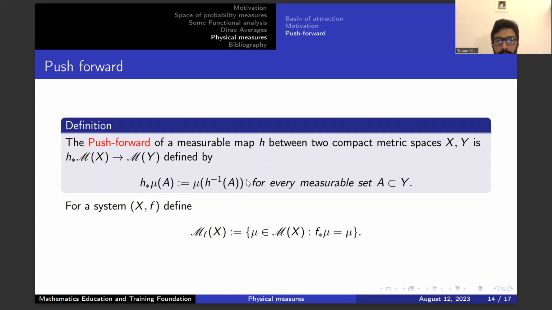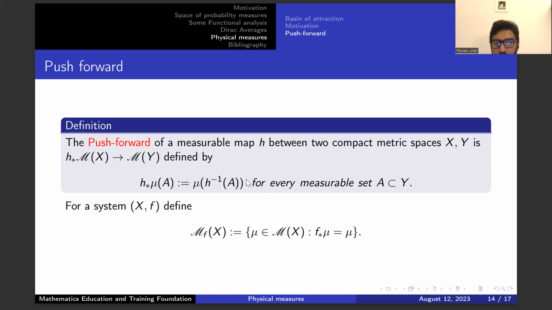Okay, let's introduce another concept. I will now go toward the proof of the theorem, and as I mentioned, this will be the first step toward the physical measure, which is the invariant measure. So I introduce a concept which is called push forward, and the push forward of any measurable map H from a space X to a metric space Y. The push forward is represented by H star. It's a map from the space of probability measures associated to the space X to the space of probability measures associated to the space Y.